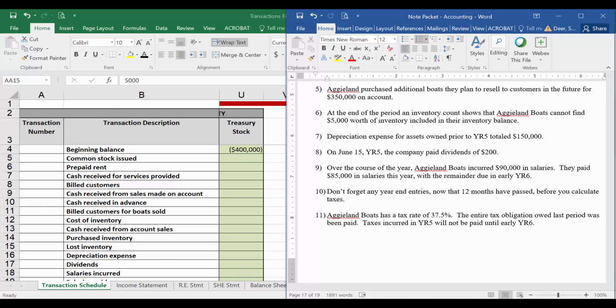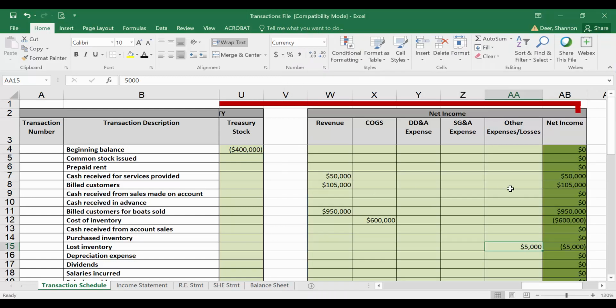Transaction 7 relates to depreciation expense for assets owned prior to year 5, which totaled $150,000. You've actually seen depreciation expense before in one of the previous videos. If you remember back to that, I told you we would reduce the asset account by the depreciation, and we would book depreciation expense. Let's go ahead and look at the details of that on our spreadsheet. Since we're over here on our expenses right now, let's go ahead and put in the $150,000 of depreciation expense.